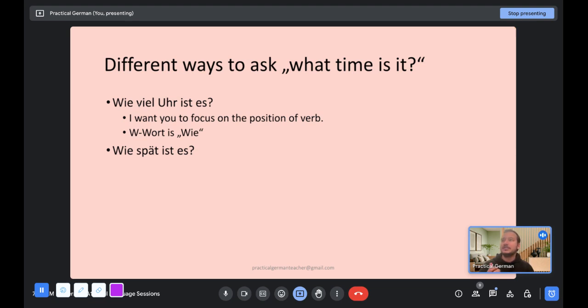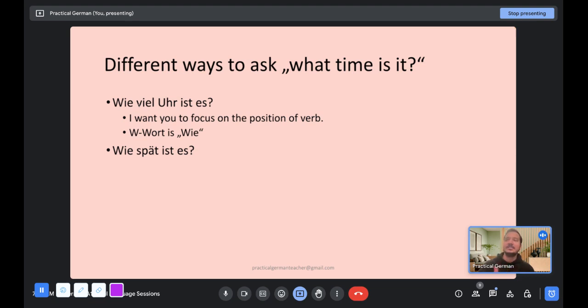Of course, it's obvious, but just tell me what you think it means. What time is it? Literally it means how much time is it, but don't focus on that. This means what time is it. Okay, this is a formal way of asking the question.